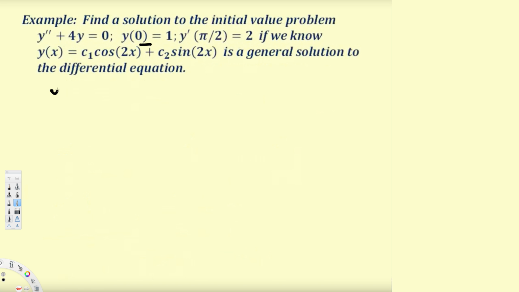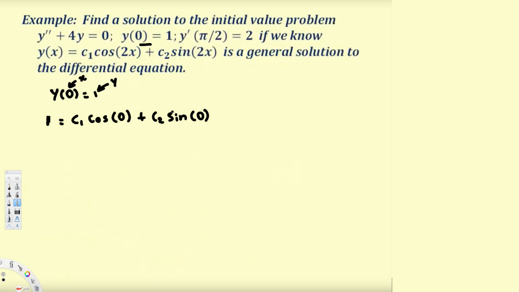First we have y of 0 is equal to 1, so this means when x is equal to 0, y is equal to 1. So this is our x value and this is our y value. All we have to do is just plug it in this equation. So y of 0 is equal to 1, so this y value is equal to 1, right? And then we have c1 cos 2x, so cos 2 times 0, that's going to be just cos 0, and then plus c2 sine 2 times 0, that's going to be 0.